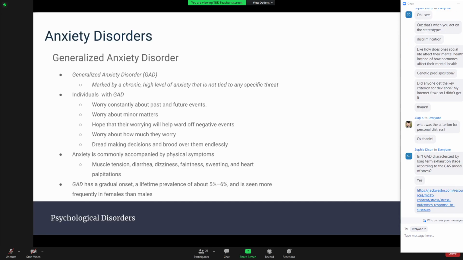So individuals with generalized anxiety disorders, like Sophie mentioned, experience chronic anxiety. That's the key thing here. So this is what you should be telling yourself: it's long drawn and chronic. And the anxieties can be about events in the past or the future. They can definitely be about minor matters. It doesn't have to be something that's very big.